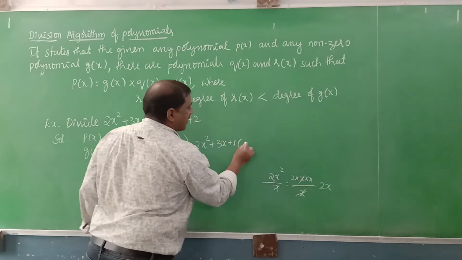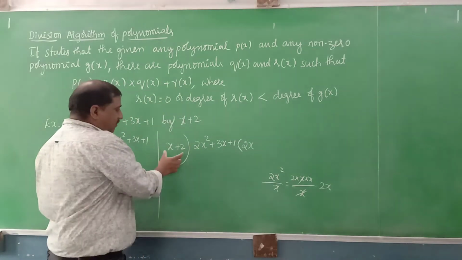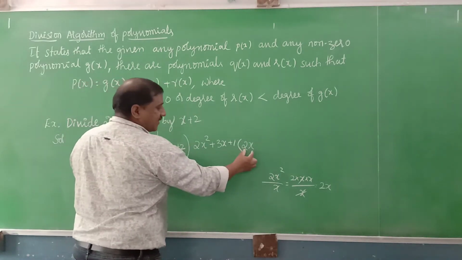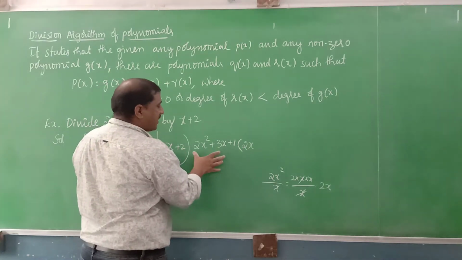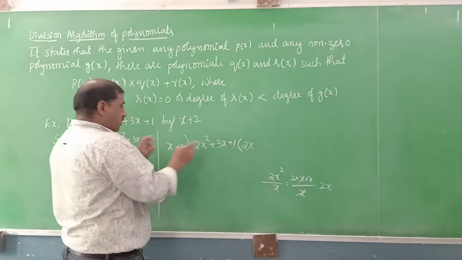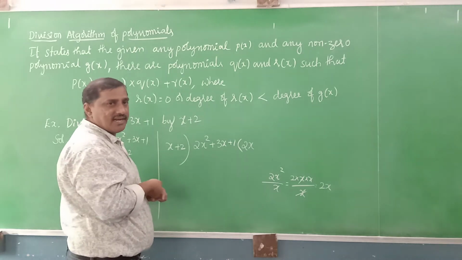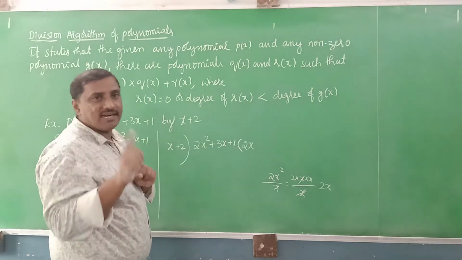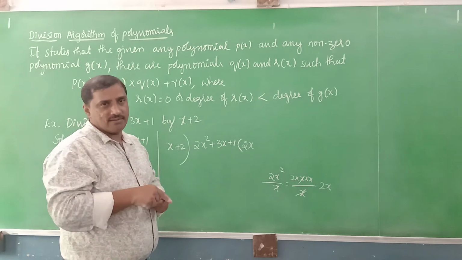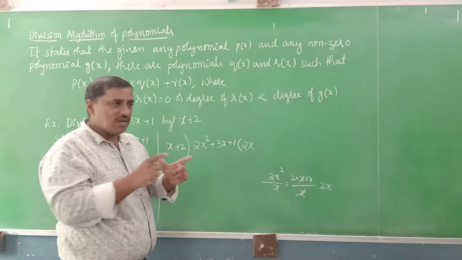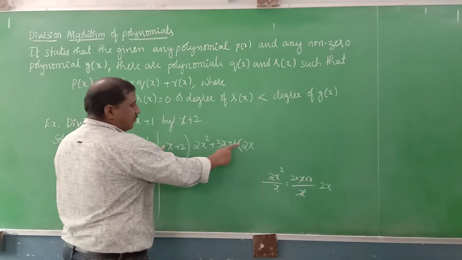So write this 2x as the quotient here. Then multiply the divisor with 2x and write the product below the dividend. How to multiply monomials and binomials? We have studied in the 8th and even in the 9th class. First we need to multiply the arithmetic signs, then the numbers, then the variables. While multiplying the variables, we use the laws of exponents. So here, plus into plus is plus.